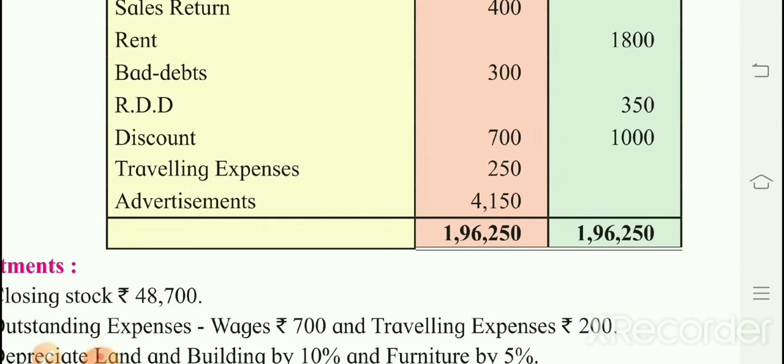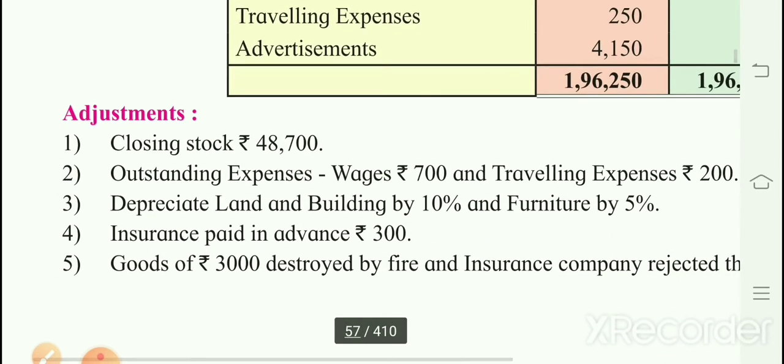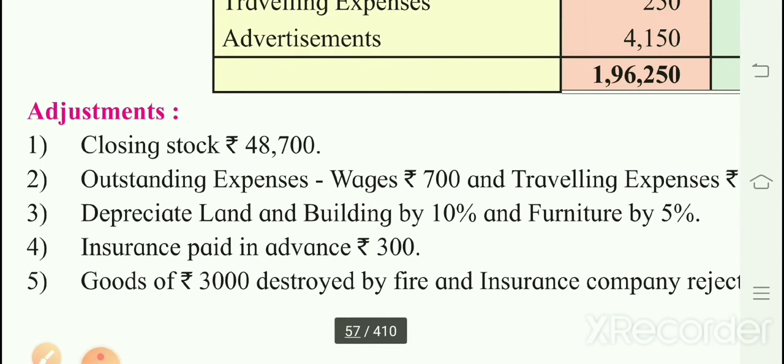Now let's proceed towards the adjustments. See, first adjustment, closing stock rupees 48,700. All of you know its effect. First effect will be given to credit side of trading account by rupees 48,700, and second effect on asset side.